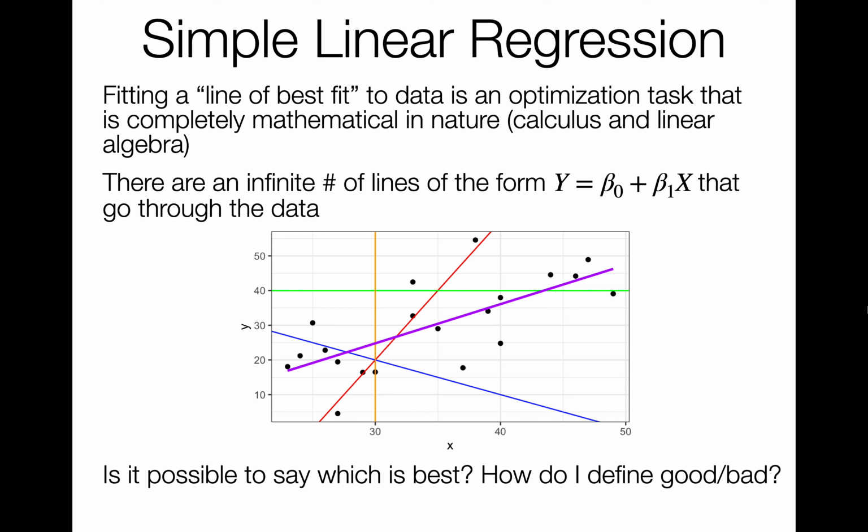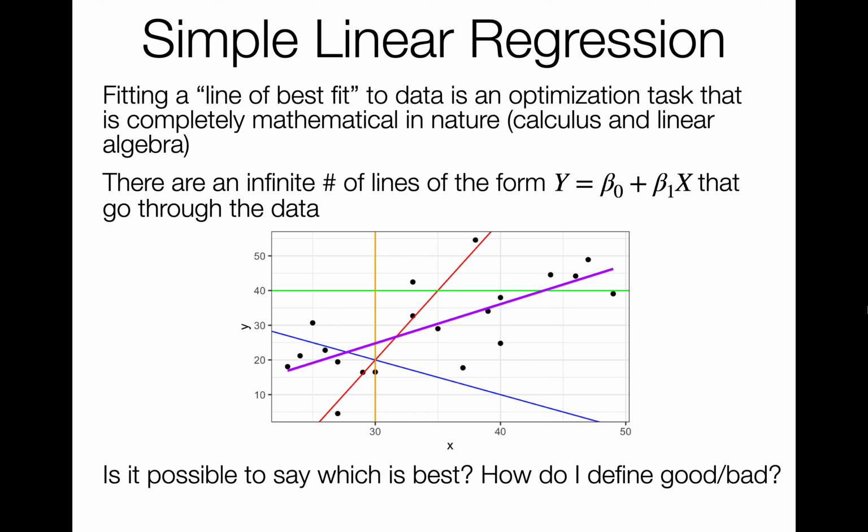The yellow line is a vertical line, probably not very good. And the green line, of course, is a flat line, and so it doesn't show any change in y as there's a change in x, so probably not good lines. And so you're down to the red one and the purple one. Both of those lines go with the data, but one goes better than the other. And so how do you define best?